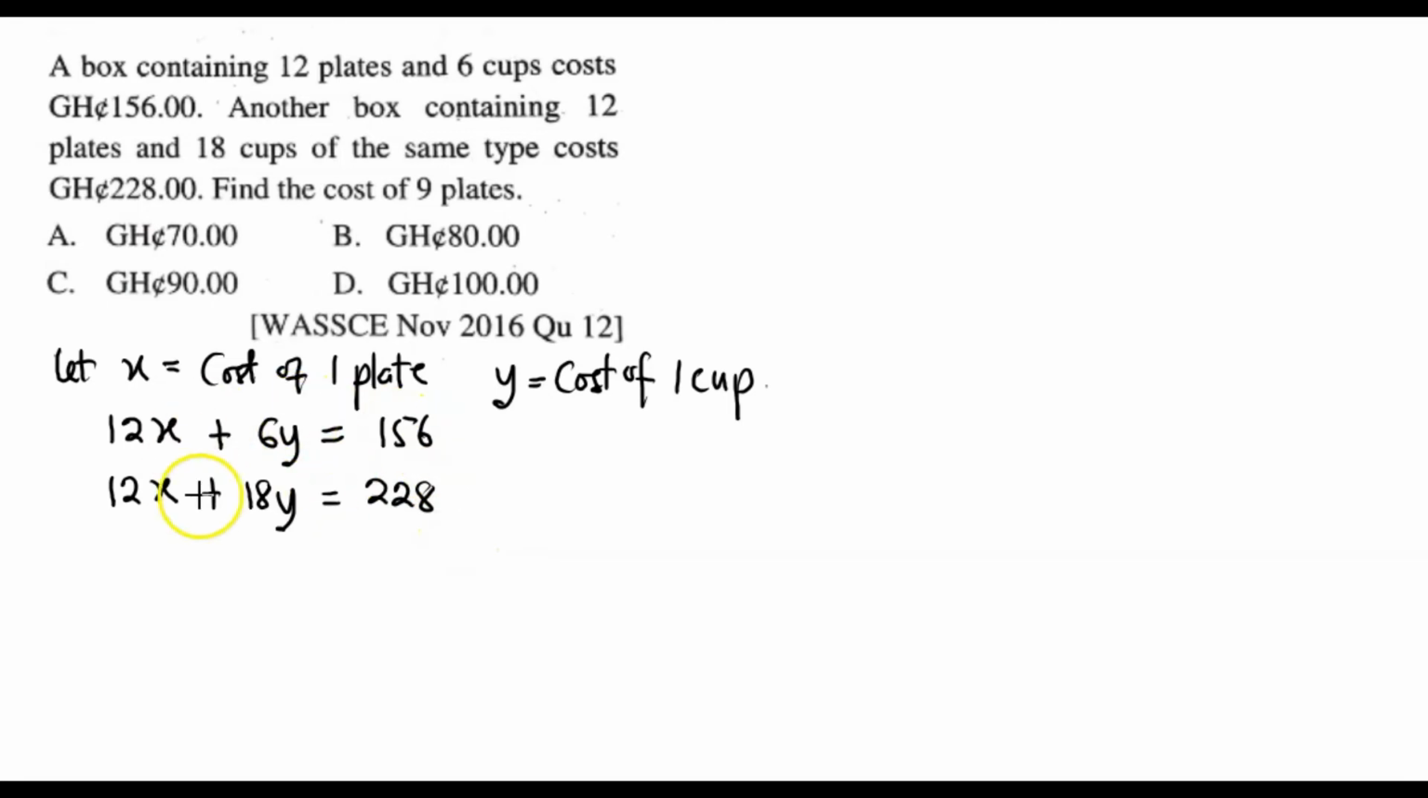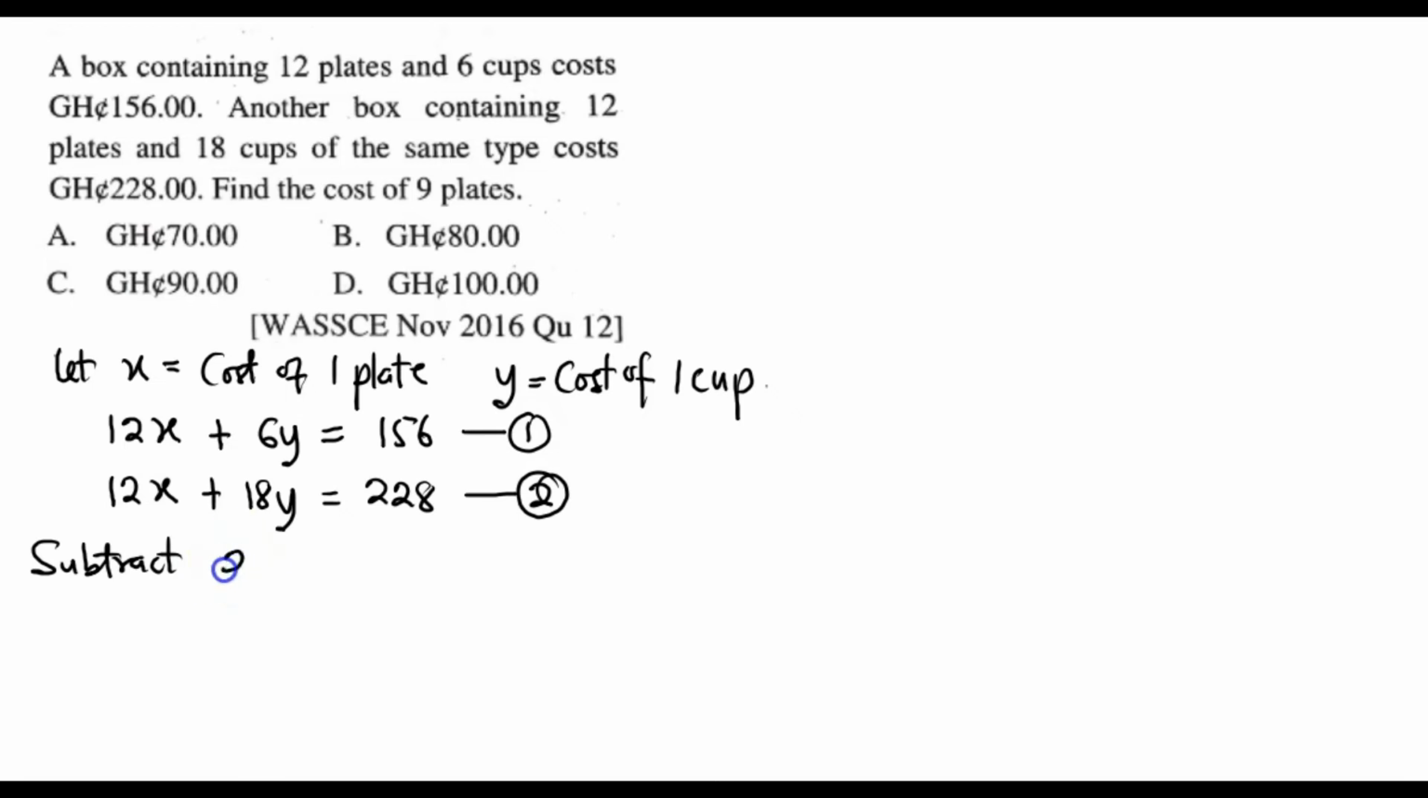Now, with respect to this question, you realize that equation 1 and equation 2 have a common variable with the same coefficient. So it will be more advisable to use the elimination method in solving this question. With the elimination method, we can use the idea of subtracting equation 1 from equation 2. So subtract equation 1 from equation 2.